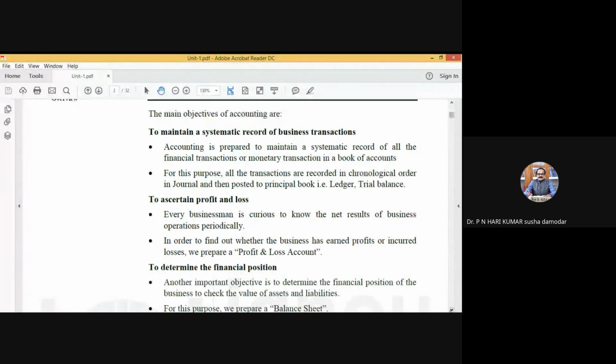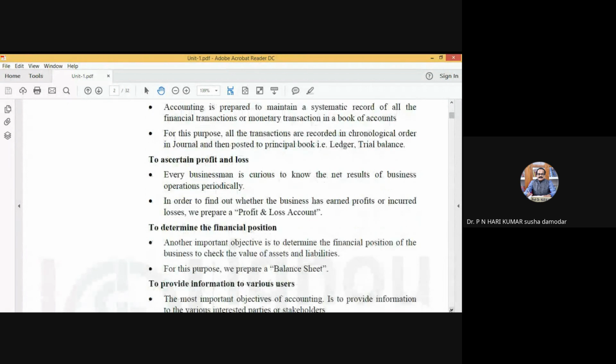So every businessman is curious to know the net result of business operation. The net result of business operation must be identified. And at the same time, whenever you are dealing with cash payments and cash receipts, income and expenditure, there must be a result. The result may be either profit or loss. So the second objective of accounting is to ascertain profit or loss from the different business transactions that are taking place in the business field every day.